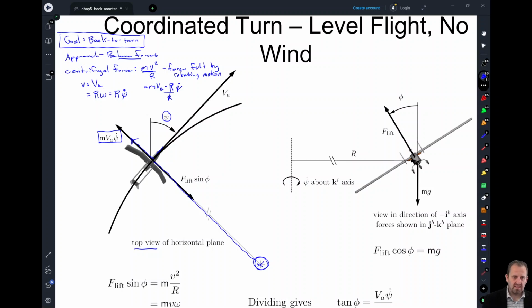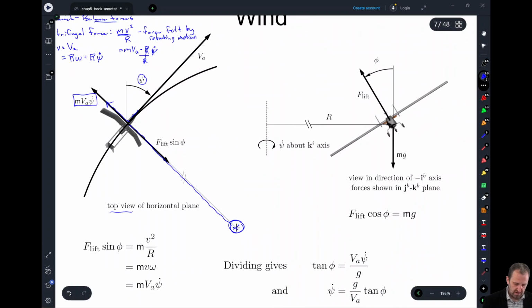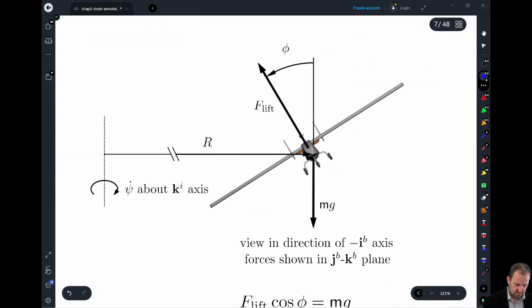We want to balance that with our lift force. So if we look at our lift, here's just looking straight into the nose of the aircraft, the lift is going to be pointing in a direction perpendicular to the wings of the aircraft. And we can look at that and figure out what our lift is going to be.